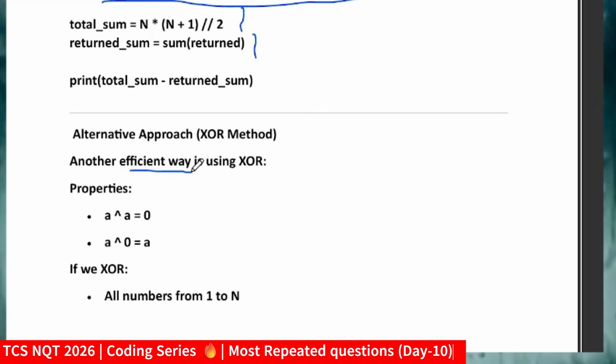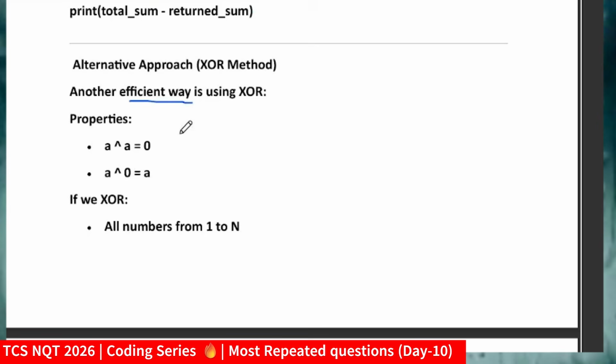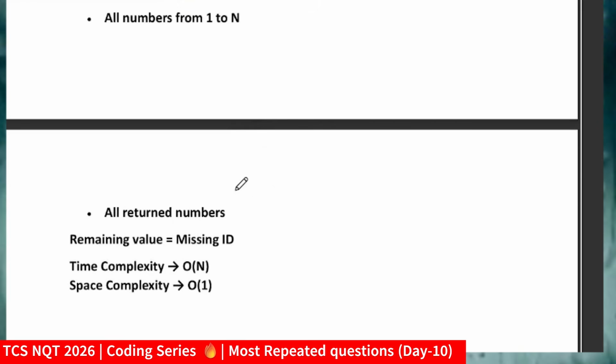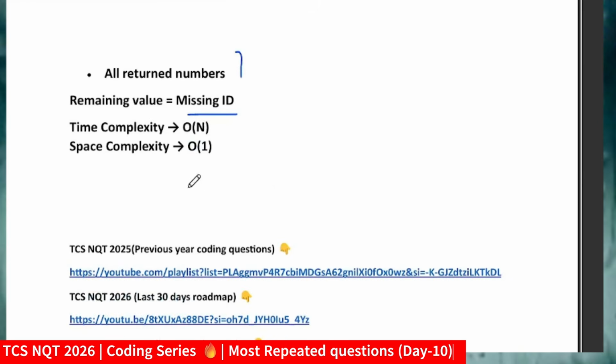Generally, those who have done bit manipulation type questions might have an idea about this. You can apply the XOR property: A XOR A, the same element, will give 0, and A XOR 0 will be A. So this concept you can apply. All numbers from 1 to n and all the given numbers, the remaining value will be the missing ID. If you want, you can apply this concept.